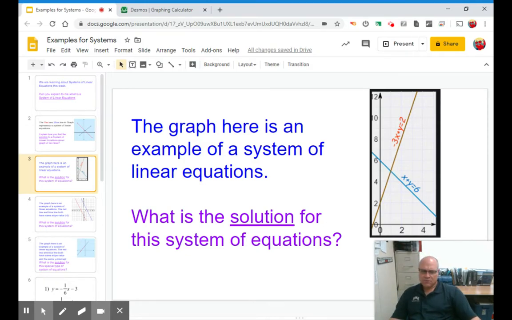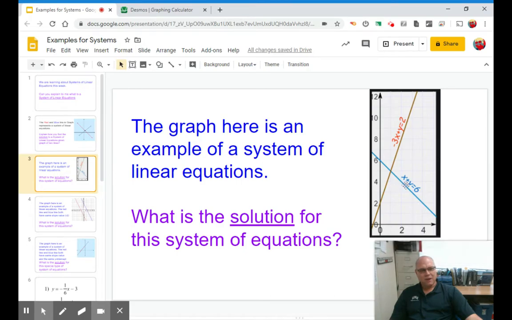Now, what's so special about that point? Well, if you think of the gold line, there's a plethora of points on that gold line, all over the place. Look at this blue line. There's a plethora of points that are on that line. So there's lots of different x and y values that we could substitute into this equation that would make it true. That's what a line is.